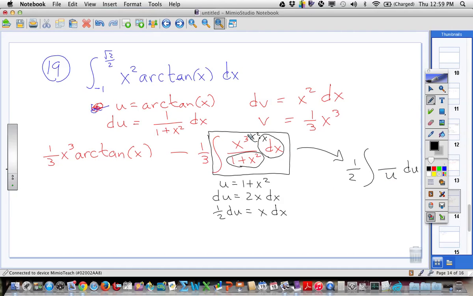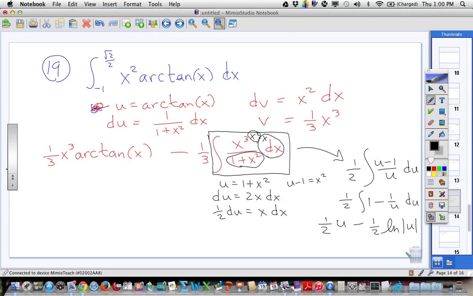I still haven't subbed out this x squared. X squared is u minus 1. I get that from right there. X squared is the same as u minus 1. So that x squared can go on top. That can go as u minus 1. And we've seen that before, right? We split that apart. So I've got my 1/2. And then that's going to be 1 minus 1 over u. And when I do my antiderivative, I'll have 1/2 u minus 1/2 ln u.